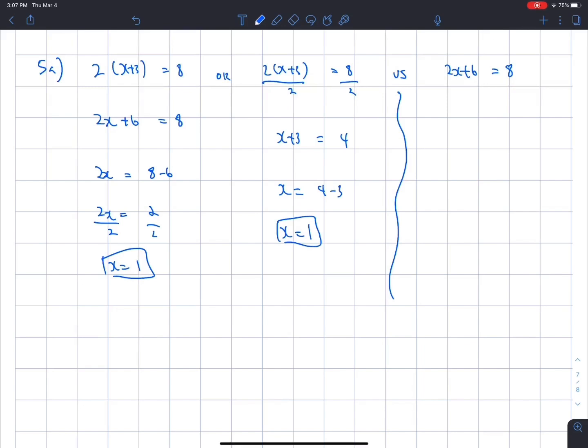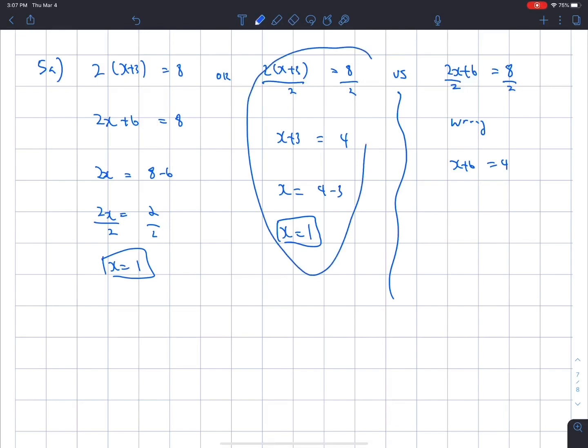So here, you cannot just divide both sides by 2 like that. This would be wrong if you get x plus 6 equals 4. If you're dividing, you have to divide both terms by 2, which is something that we're going to learn later. So just be very careful. If you want to be safe, maybe just go with this way. You just distribute first and then do your algebra. If you understand this way, you can do this too. It's a little bit quicker.